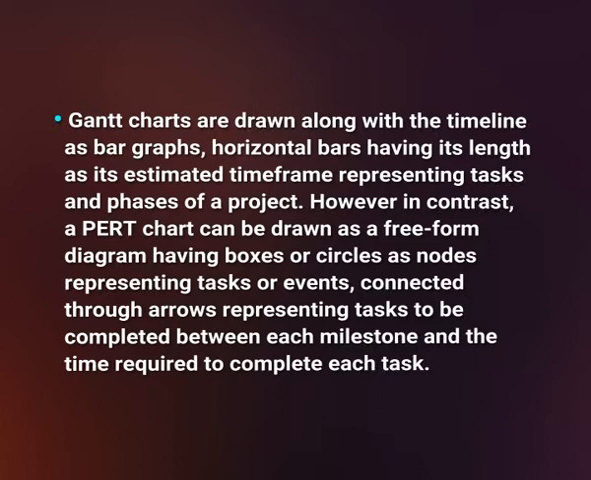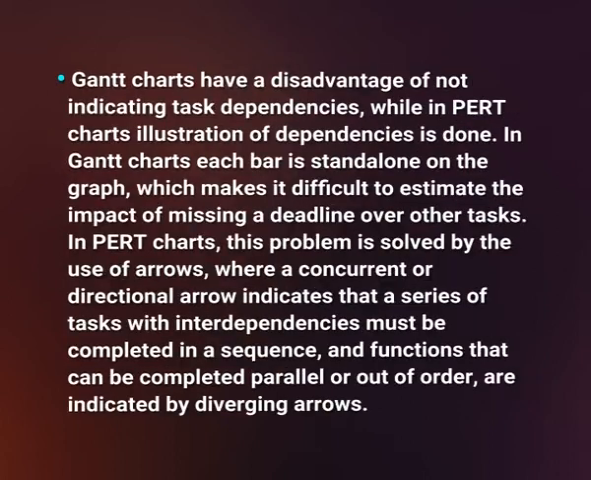However, in contrast, a PERT chart can be drawn as a free form diagram having boxes or circles as nodes representing tasks or events, connected through arrows representing tasks to be completed between each milestone and the time required to complete each task. The next difference is that Gantt charts have a disadvantage of not indicating task dependencies, while in a PERT chart, illustration of dependencies is done.